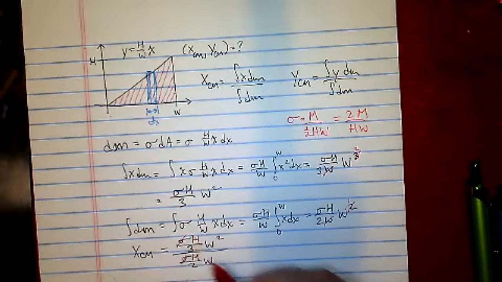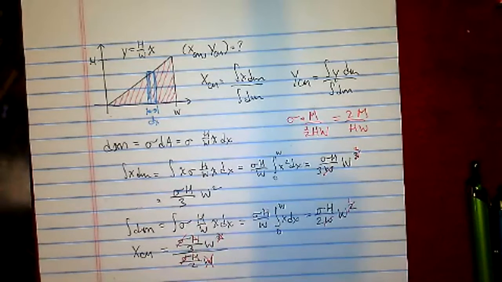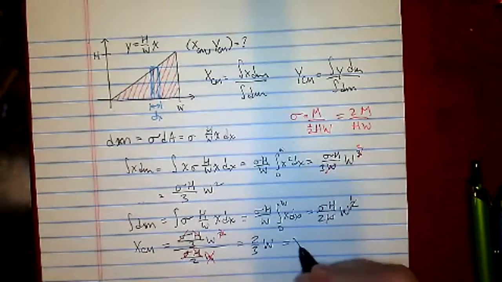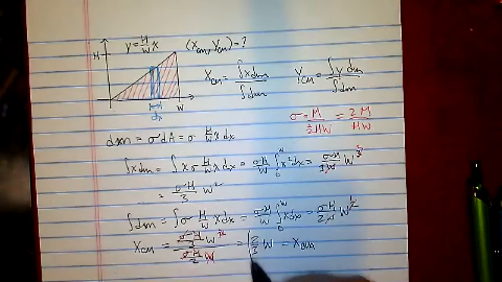Also, the h's cancel out, and then one of the w's cancel out. So I ultimately get 2/3 w is the x center of mass. So, and that's a general rule with the triangles.